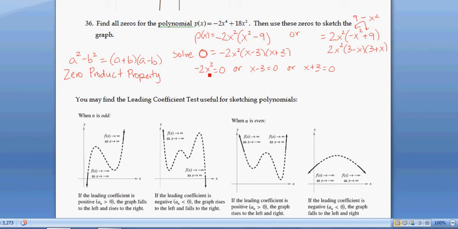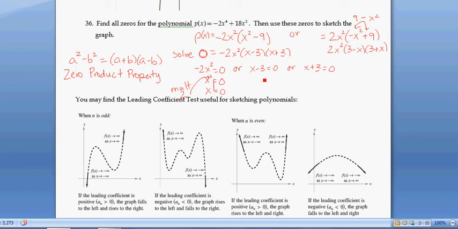Solving for x here, I would divide both sides by negative 2 and still get that x squared equals 0. And so x would just equal 0. Let's note here, though, that because this was x squared equals 0, this 0 has multiplicity 2.